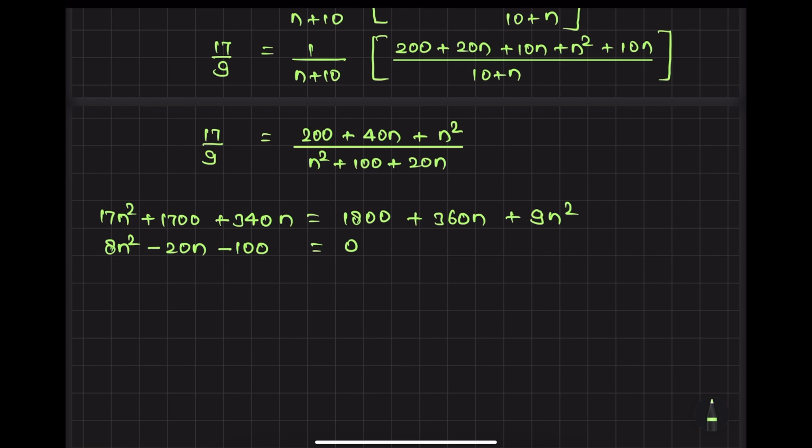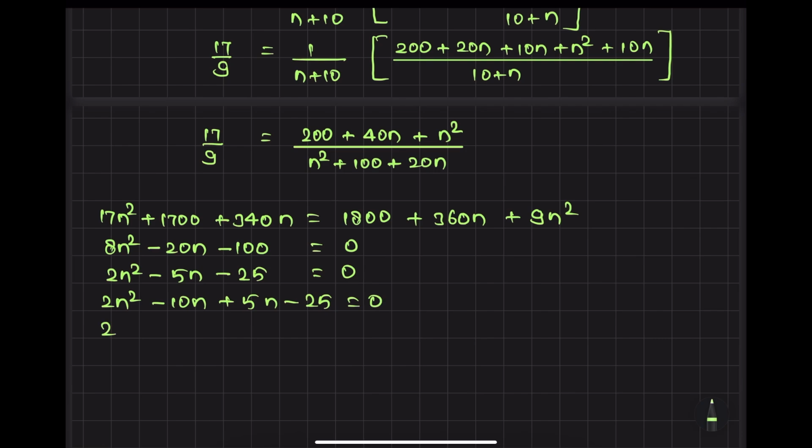Okay. Now I hope this time I won't make any mistake. So this time we'll divide by 4. So it is 2n square, 5n, 25. Okay. Now this is 25 into 2, 50. So 5 tens are 50. So 2n square, then 10n plus 5n minus 25.